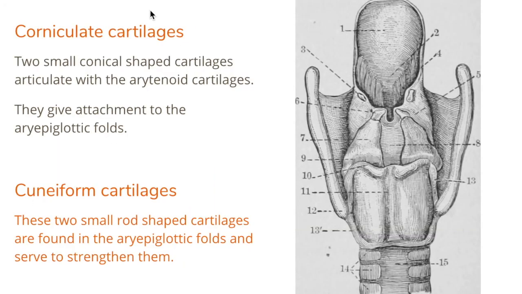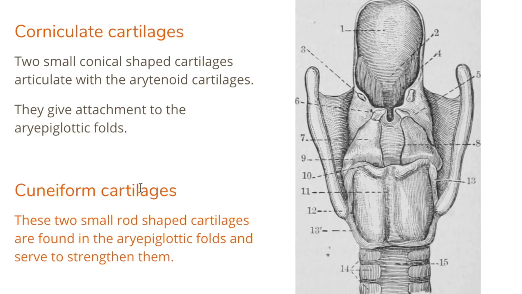So now coming to the corniculate cartilage. Okay, so the corniculate cartilages are two conical shaped cartilages which articulate with the arytenoid cartilage. Right, this is the arytenoid, and on top of it there are two conical shaped cartilages which articulate with it, and they give attachment to the aryepiglottic fold, which extends from the epiglottis up to the arytenoid cartilage.